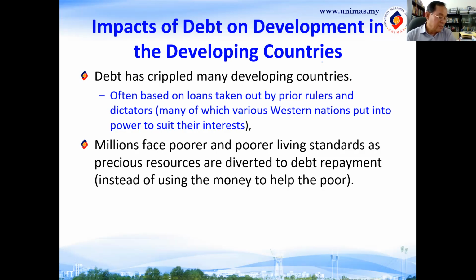A good example, our recent example that we have here is our 1MDB loans and so on. So the country has to pay, the government will have to pay for that unfortunate loan by 1MDB. And I don't know how many billions we need to pay, I forgot, but that money could have been used for helping the poor in our country, for example.